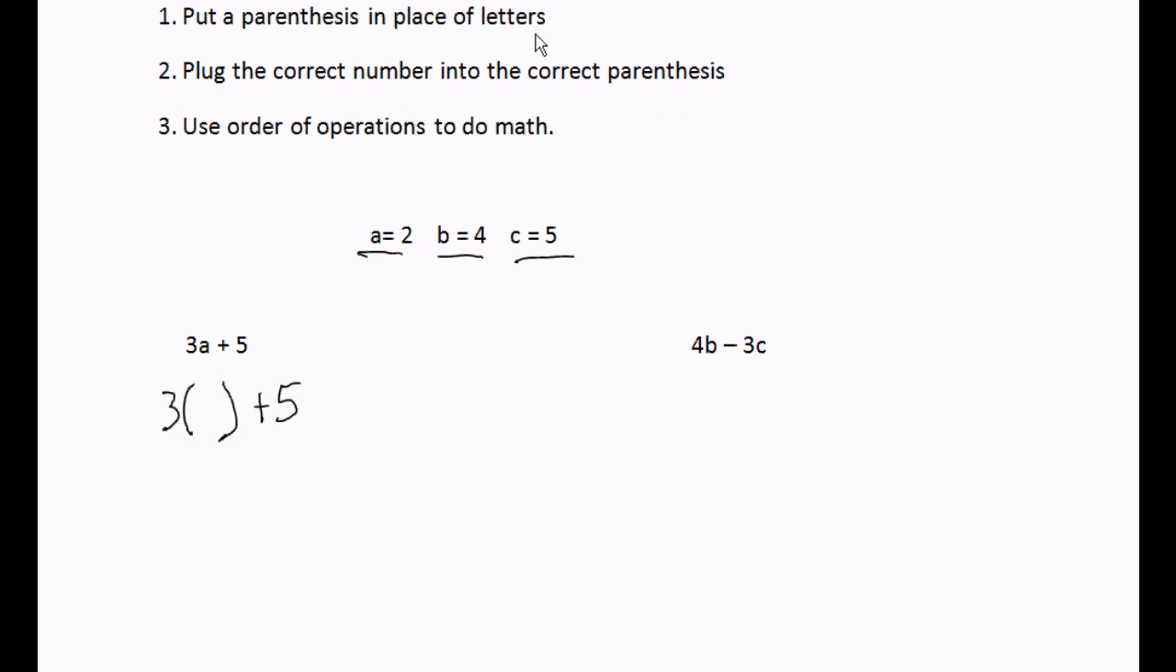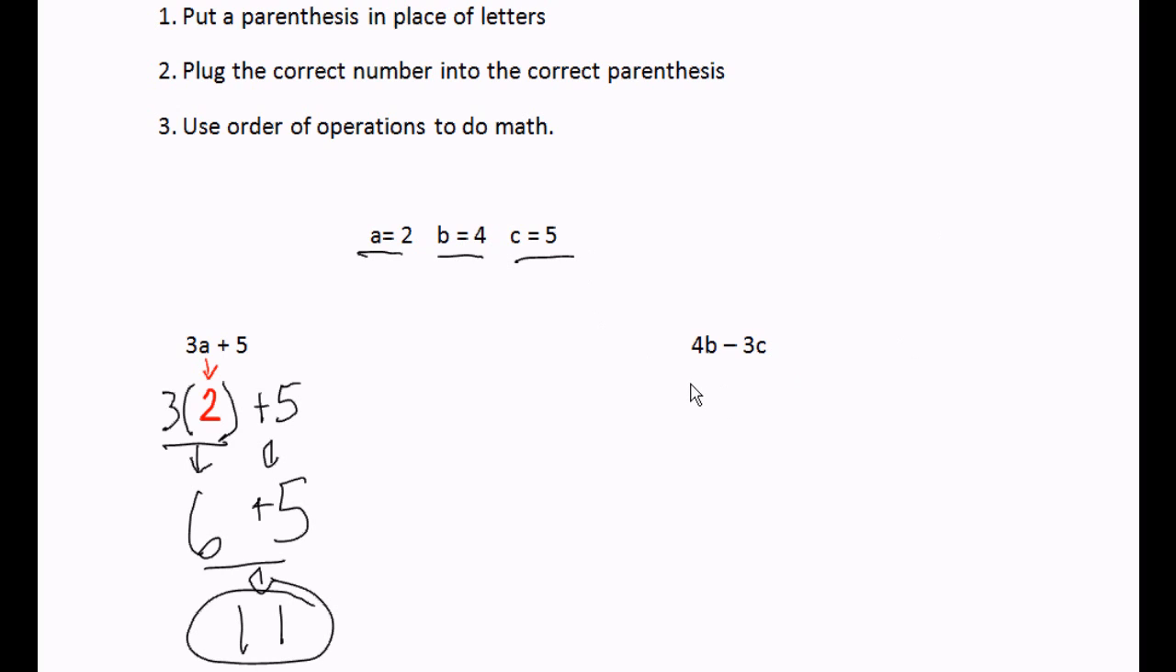Step 2, plug the correct number into the correct parentheses. A goes into this parentheses. A is 2, so I'm going to put a 2 in there. Step 3, do the math. Order of operations says this is 3 times 2 plus 5. Order of operations says multiply before you add and subtract. 3 times 2 is 6. Then I'm going to do 6 plus 5, which is 11. 3A plus 5 equals 11.